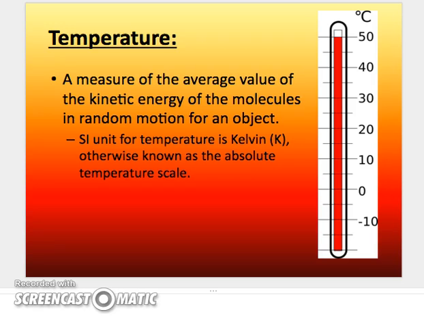All right, temperature. Temperature, we know, is something that we can measure with a thermometer, like this one over here. This is a Celsius thermometer. And temperature, because it can be measured, is a measure of the average value of the kinetic energy of the molecules in random motion for an object. In the SI system, the one that we use for the sciences, the temperature scale that we use is the Kelvin scale. This is also known as the absolute temperature scale, where we get that absolute zero from. So temperature is a measure of the kinetic energy of the molecules.